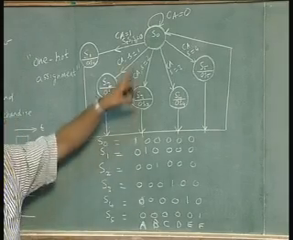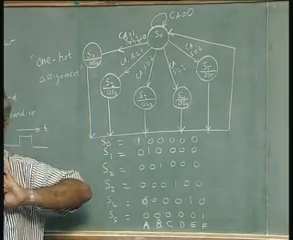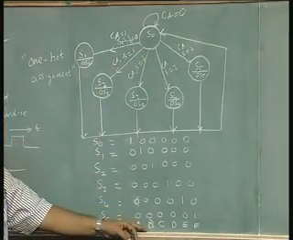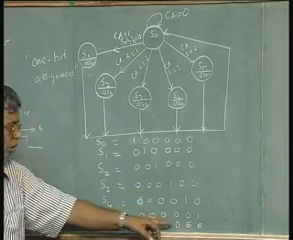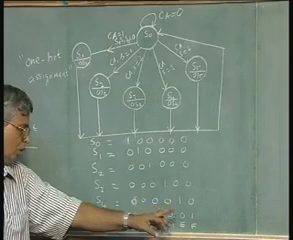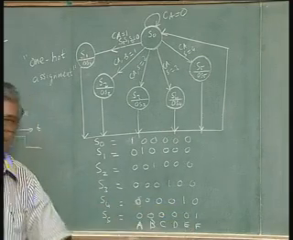So, depending on which flip-flop is active, you know the state it is in. If the flip-flop A is active, you know it is in state 0. Flip-flop B is active, you know it is S1. C is active, you know it is S2. D is active, you know it is S3. If E is active, you know it is in S4. If F is active, you know it is in S5.